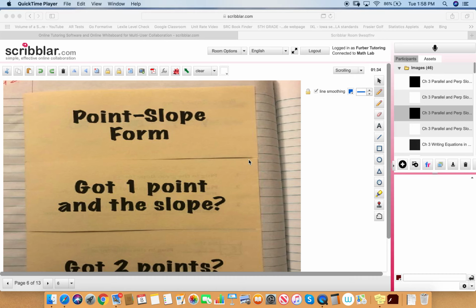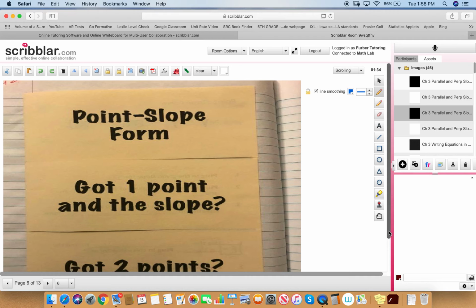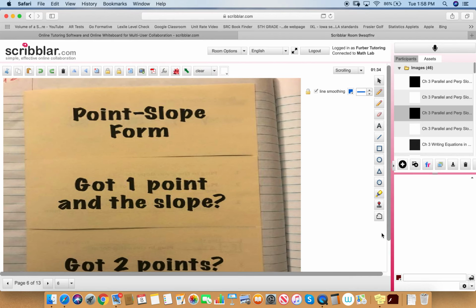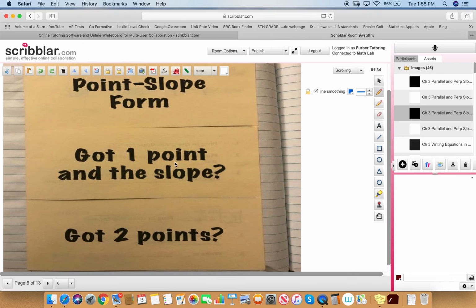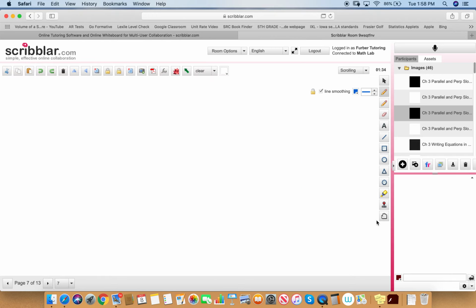Now we're going to talk about the third form of linear equations, but this form is only ever used simply to write linear equations. We don't ever use it to graph with. So we're going to talk about this point-slope form, and then we're going to look at two instances where we would use point-slope form. We would use it to write an equation when we've got 1 point and the slope, and when we've got 2 points.